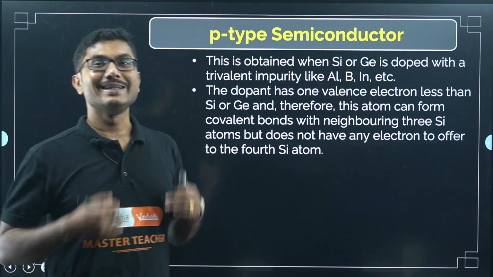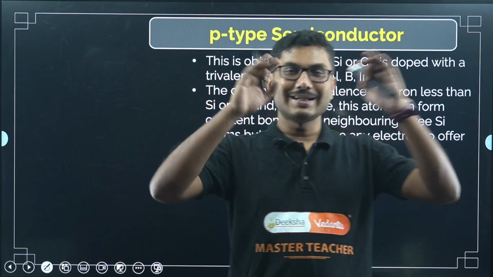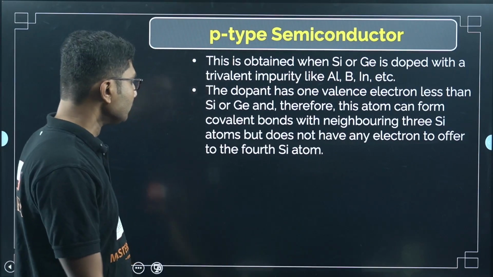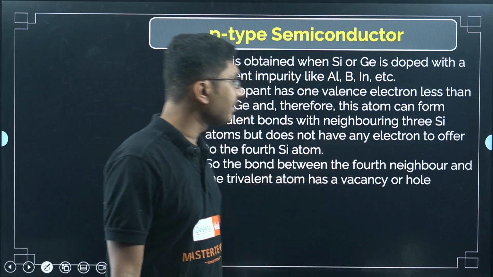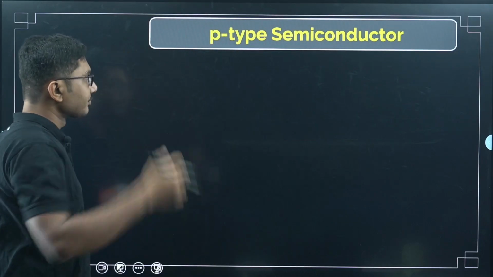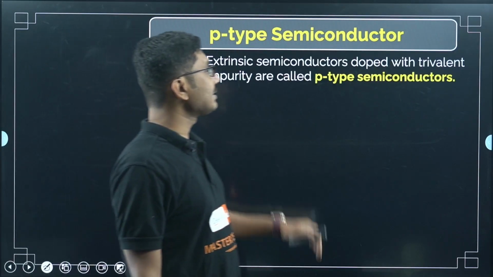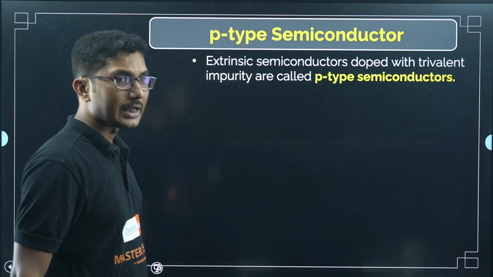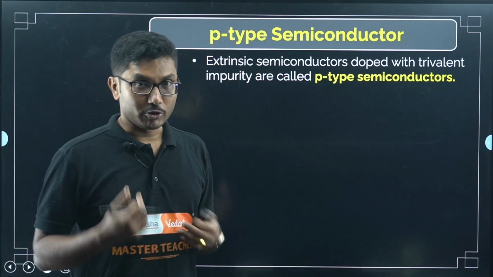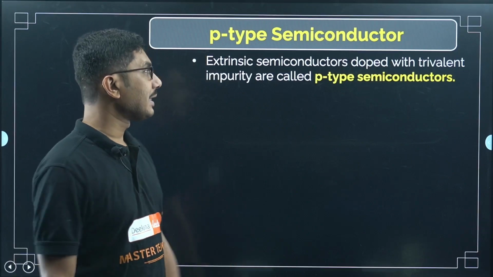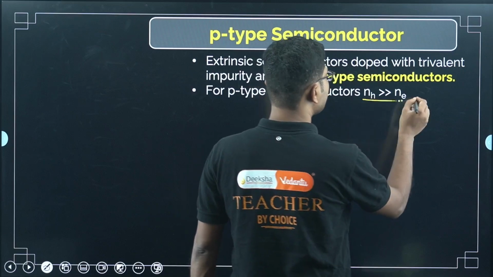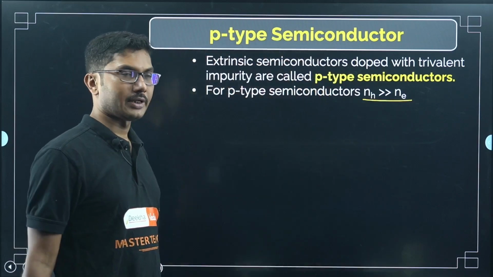So here we are creating an artificial hole. There is a lack of electron in the bond, and that is called an extra hole. The bond between the fourth neighbor and the trivalent atom has a vacancy or hole, right? Extrinsic semiconductors doped with trivalent impurity are called p-type semiconductors because they have extra holes, and we are calling holes positive type, so that is why they are called positive type or p-type semiconductors. For p-type semiconductors, the number of holes is obviously much more than the number of electrons.